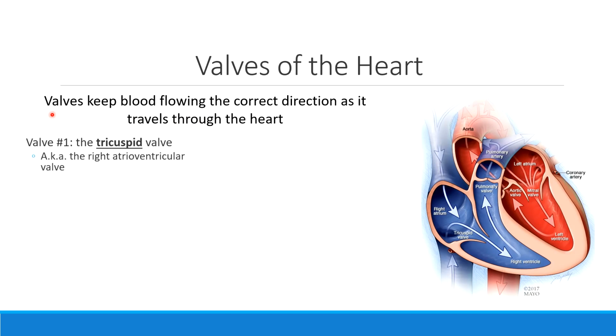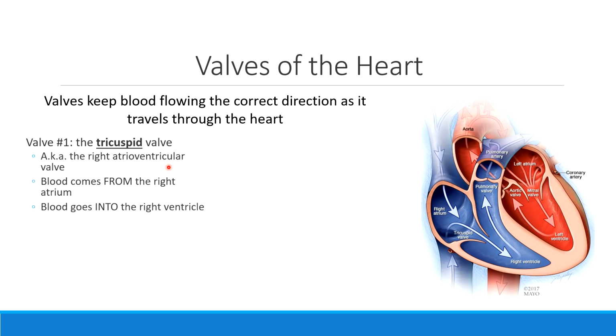The first valve that we find in the heart is what's called the tricuspid valve. Sometimes you'll hear the tricuspid valve called the right atrioventricular valve. This name, atrioventricular, tells me exactly where I find this valve. It's between the atrium and the ventricle, and it's on the right side. So the tricuspid valve is what I find between the atrium and the ventricle on the right side.